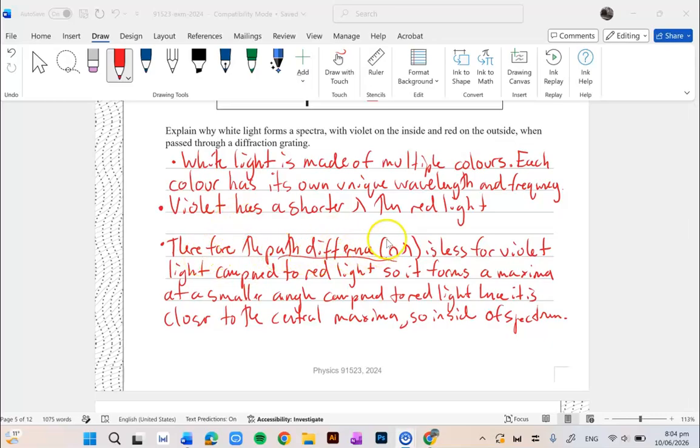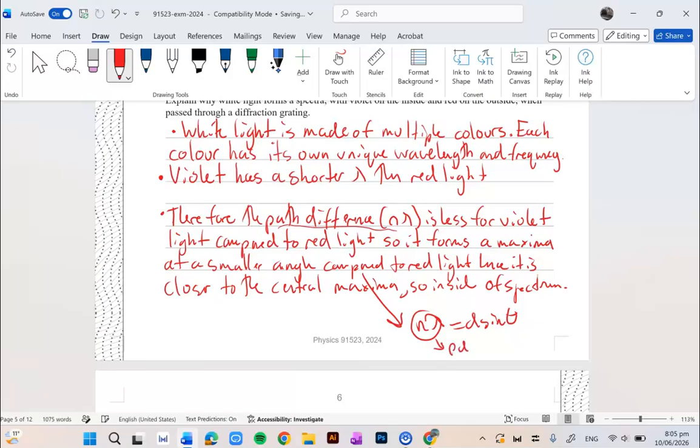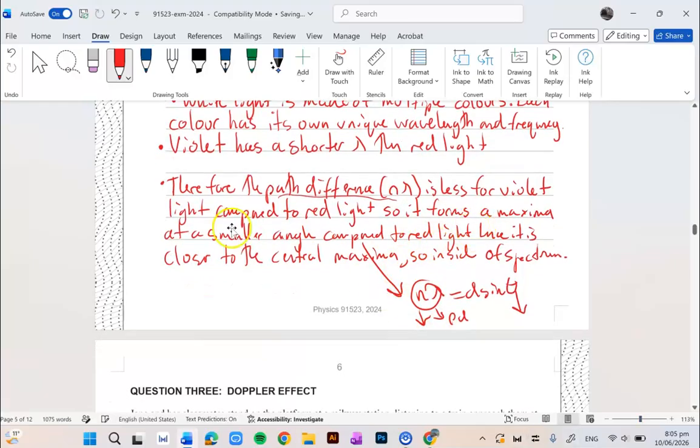The path difference is going to be less for violet because it's got a lower wavelength, which means it won't have as big of a path difference compared to red light, which means it will form a maxima at a smaller angle, because remember this formula here. This bit here is the path difference, PD. If this is less, then this also has to be less, because they have to balance each other out. So it forms a maxima at a smaller angle compared to the red light.